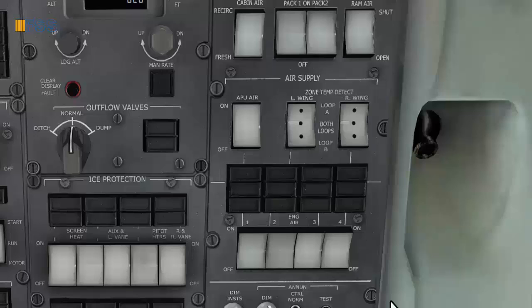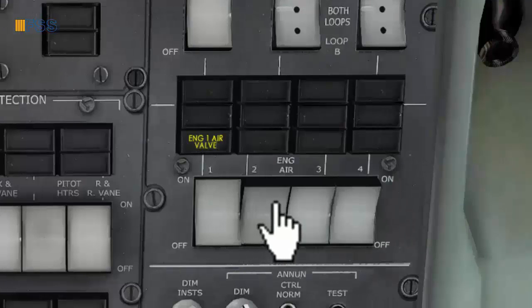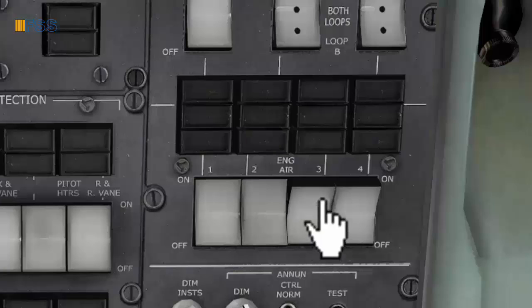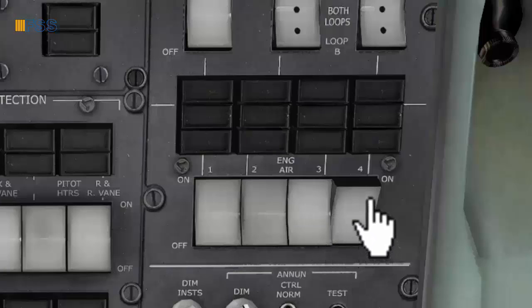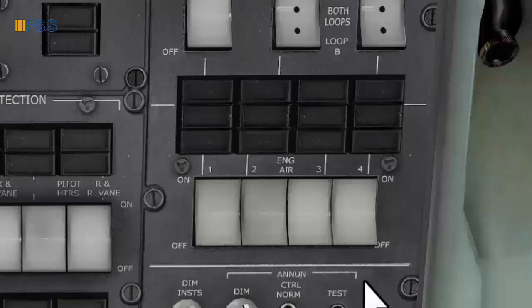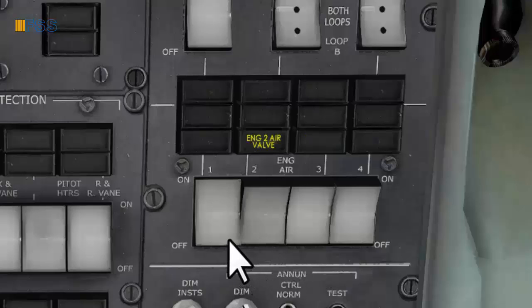The engine's air is controlled by 4 on-off switches. Each switch controls the airflow from its associated engine. Selecting on will allow the air valve of its associated engine to open and let the air flow to the pylon. Selecting off will close the valve and isolate its associated engine from the air supply system.